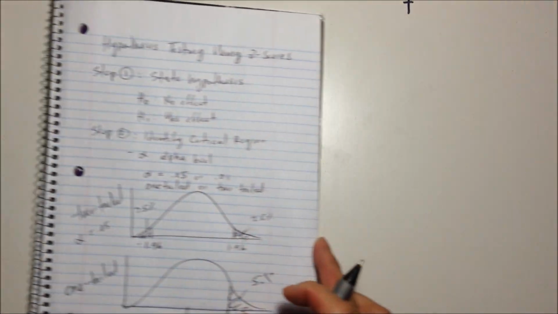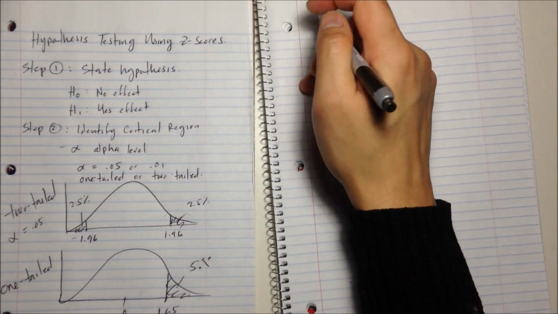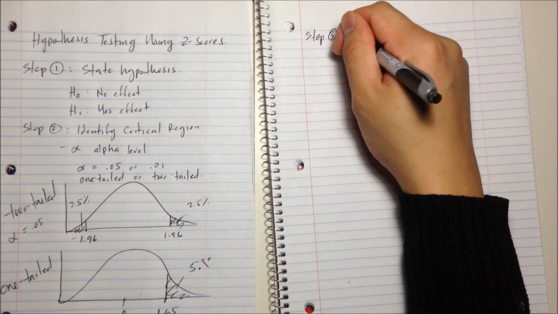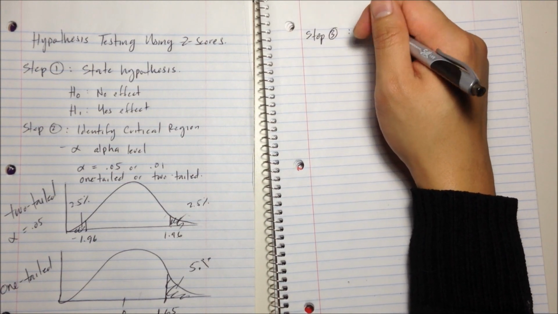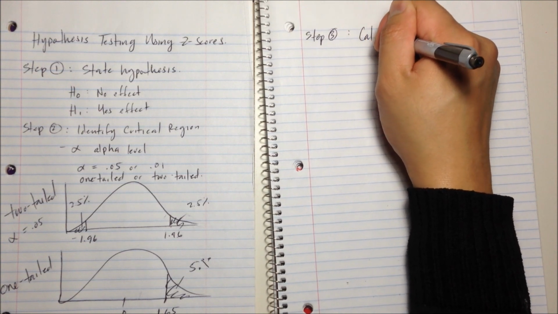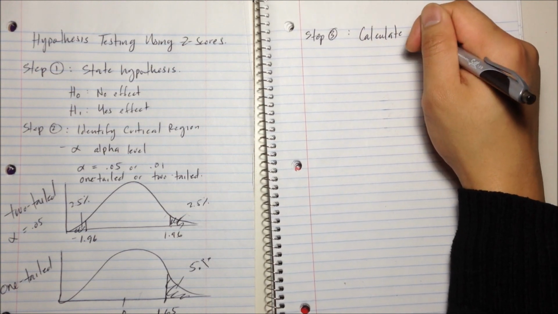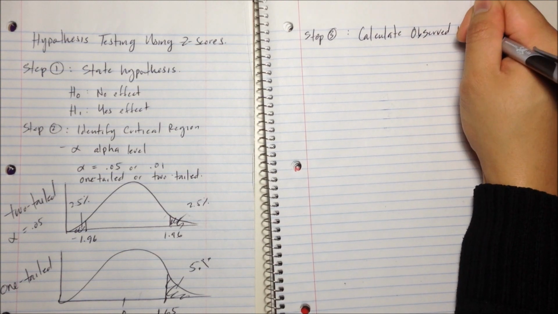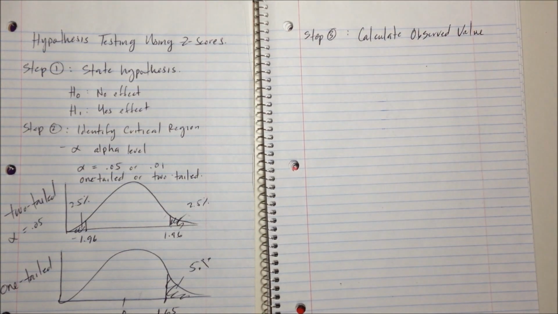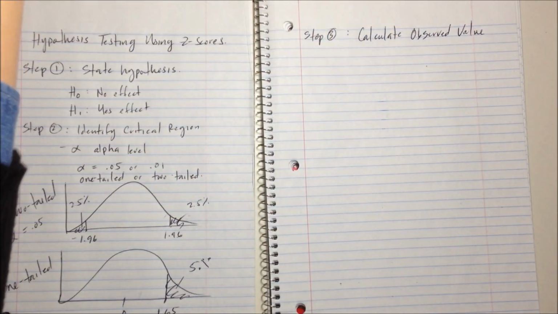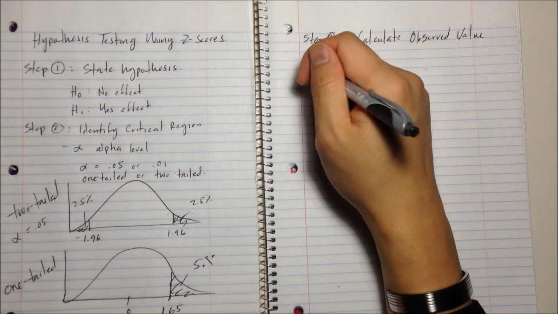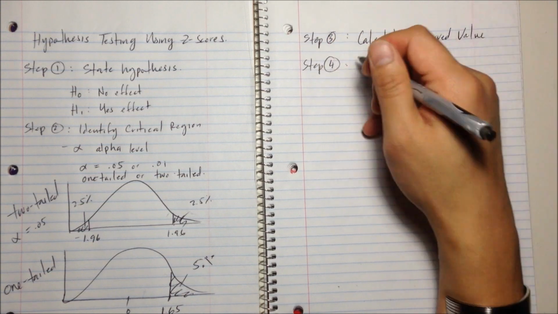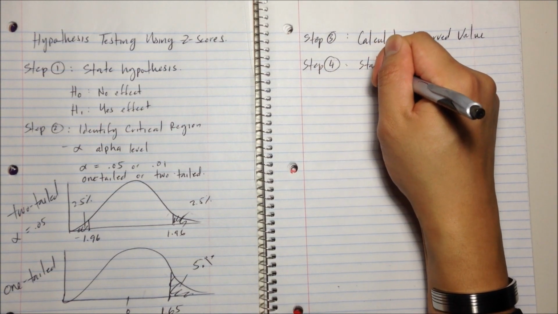Next thing we need to do in step 3, calculate observed value. Okay? So in this step, we calculate what the z is. In step 4, we state results, okay?